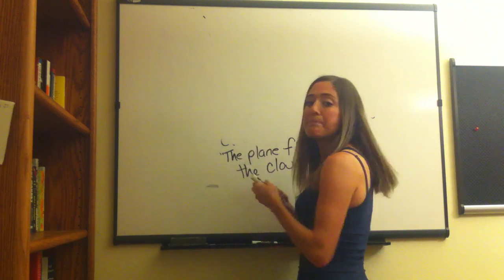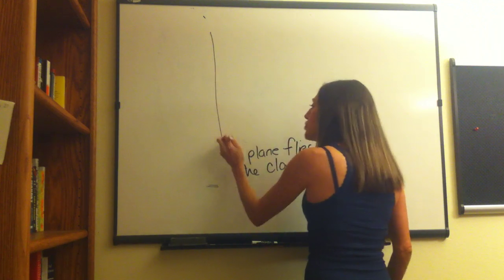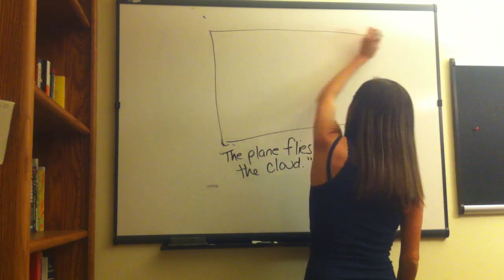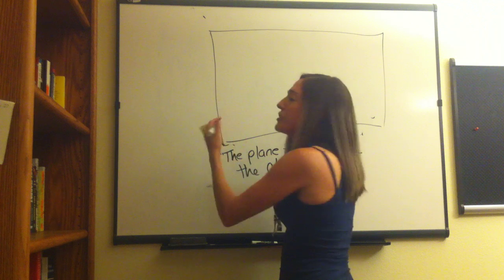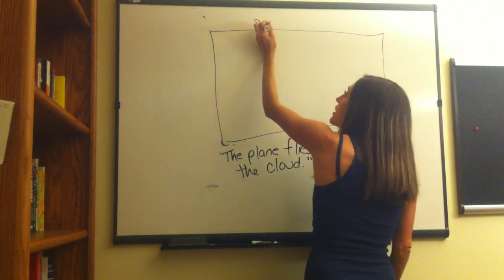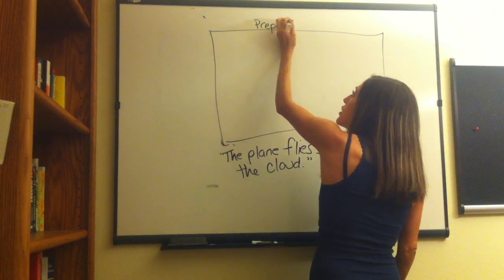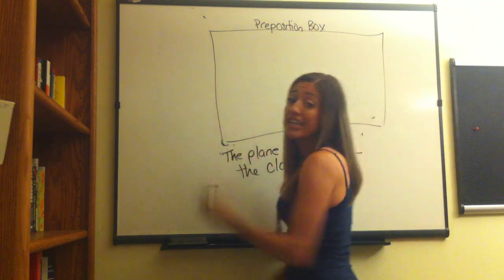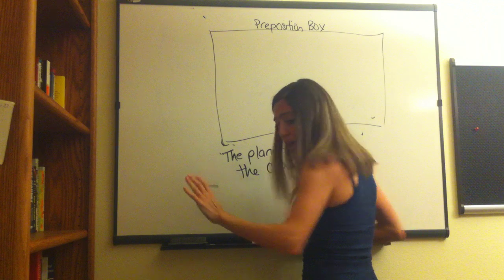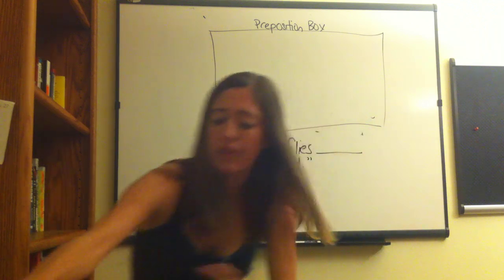You're going to make a nice, big, fat box. I don't know, like 10 lines long. Around there. Make it big enough that you can fit things in it. And we're going to call it the preposition box because every word in here is going to be a preposition. So now, visual aid to help you out.